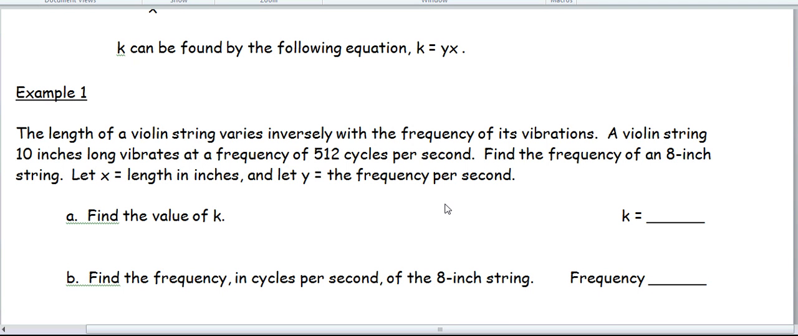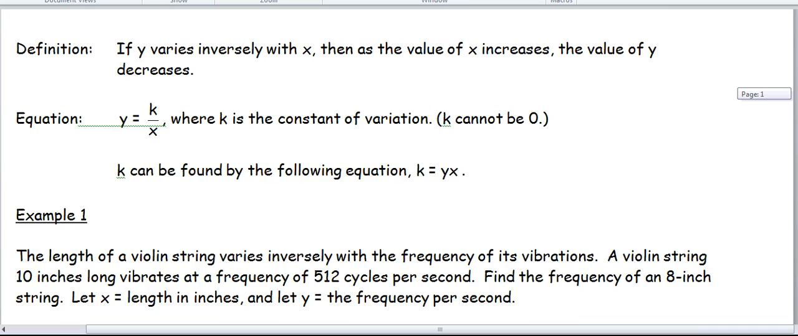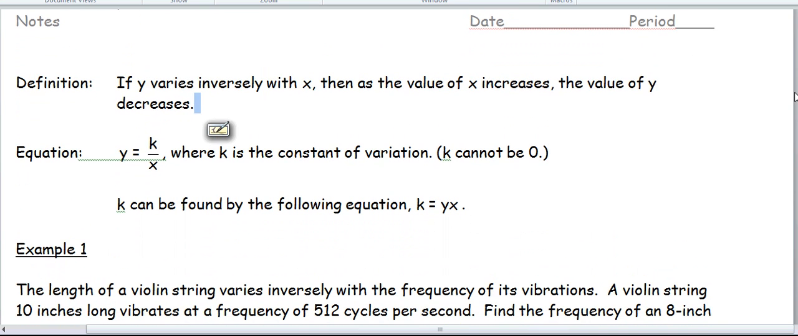When we talk about variation, almost always we're talking about direct variation, but there is inverse variation. And we're going to spend a little bit of time today talking about inverse variation. Notice it says if y varies inversely with x, then as the value of x increases, the value of y decreases. Well, it doesn't really explain it very well. Let's look at our equation.